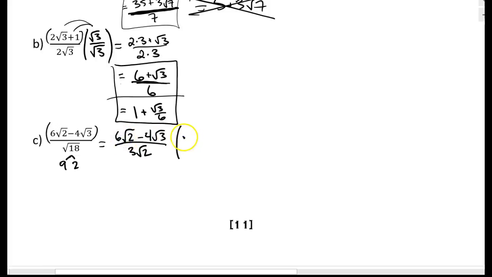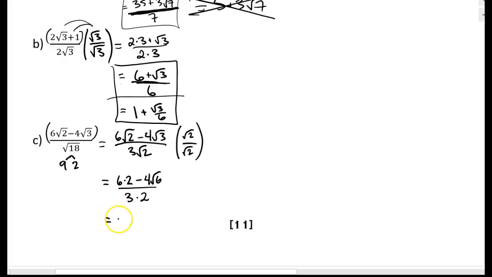From here, now I'm dealing with just multiplying by root 2 over root 2. That's much more manageable than dealing with 18, and especially since I don't have a calculator, I don't want to have to deal with bigger numbers if I don't have to. So I'm going to multiply my denominator, and that's going to give me 3 times 2. My numerator is going to be 6 times 2 minus 4 root 6.